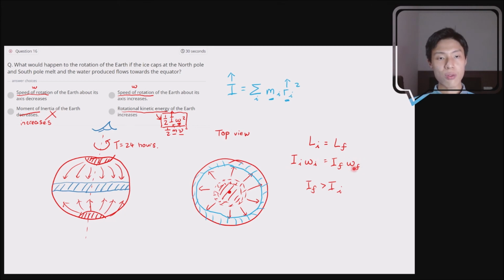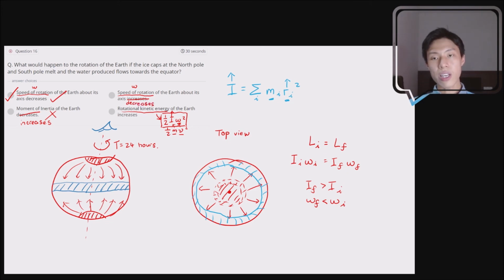So if previously it is 5 times 2, now you change it to 10, then this one you have to change to 1, right? You have to bring it down. You want to make this equal sign continue to be equal. So if the first parameter increases, then the second parameter should decrease. Therefore, the omega final should be less than the initial omega. Therefore, you know that the speed of the rotation should decrease. So this is the answer. "Increases" is wrong, it should be decrease.